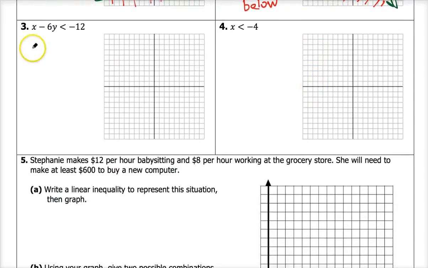Okay, number 3, x minus 6y less than -12. So putting this in slope-intercept form, I have -6y is less than -x minus 12. And then I need to divide everything by -6. When I divide by a negative, remember my inequality sign flips. So this becomes y is greater than 1/6 x plus 2.